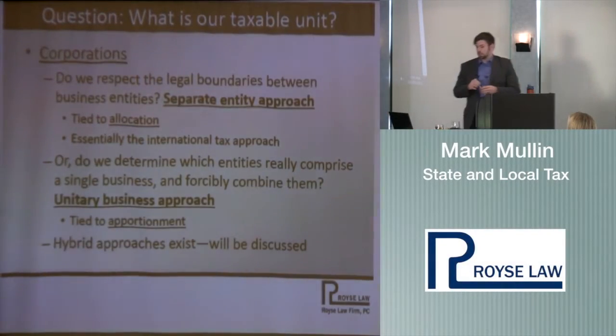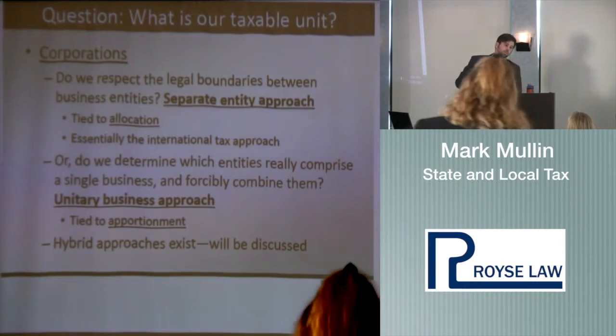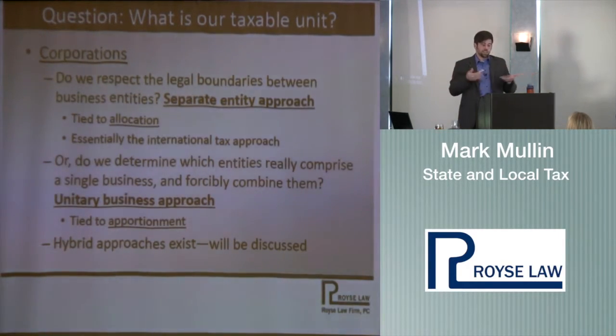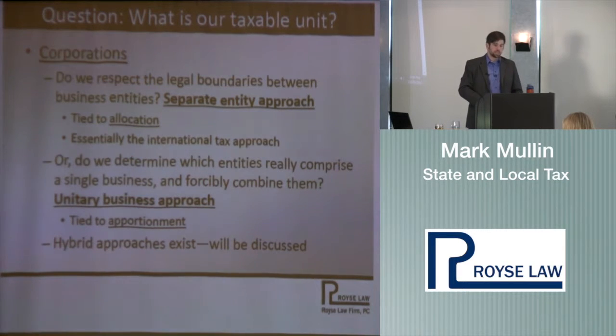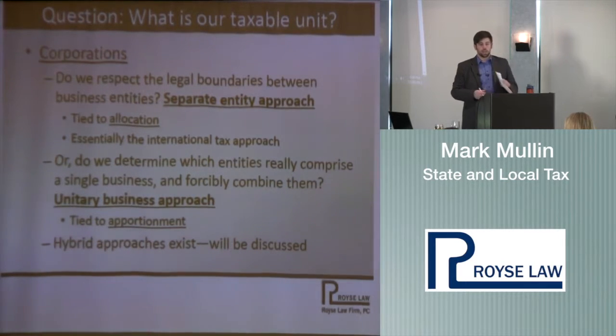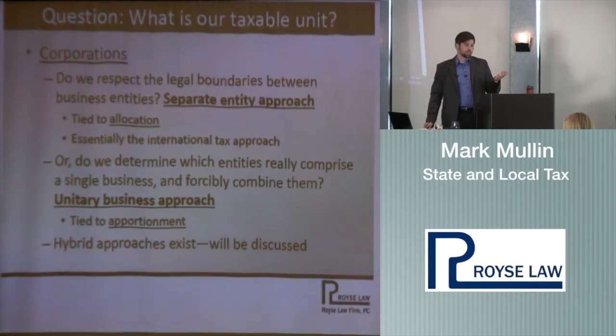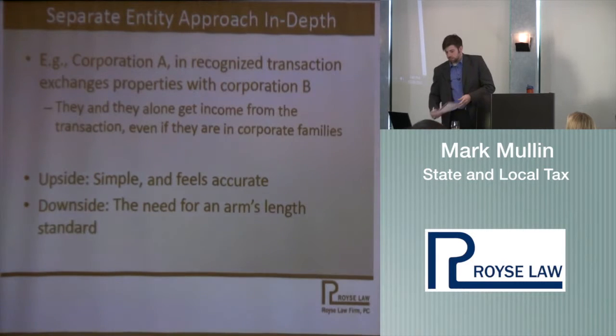So those are the two approaches. If states respect the legal boundaries between business entities, they're following the separate entity approach. This is tied to allocation of income, which I will discuss later. This is basically how international tax works. All money is going to go to one jurisdiction. You're going to respect the fiction that all these entities are really distinct things. The other approach is the unitary business approach. This is tied to apportionment, and what we're doing, again, is forcibly combining corporations into one single business. There are hybrid approaches as well, just like the separate filing for marriage under federal law, and I'll go through that as well. So, the separate entity approach.